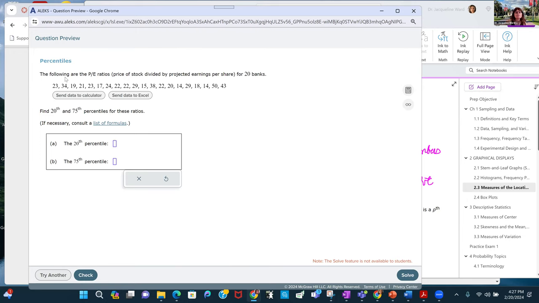All right. So the following are the PE ratios, price of stock divided by projected earnings per share, for 20 banks. Find again the 20th and the 75th percentiles for those ratios. So for the 20th percentile, you're going to take 20% of 20, which is four. So you're going to take the mean of the numbers in the fourth and the fifth place.